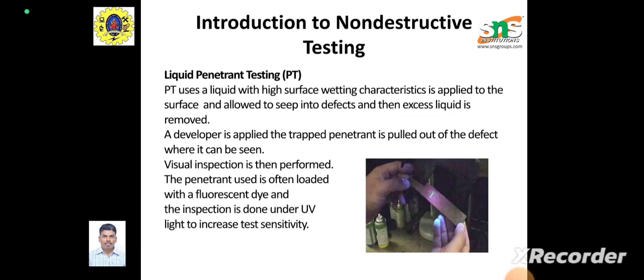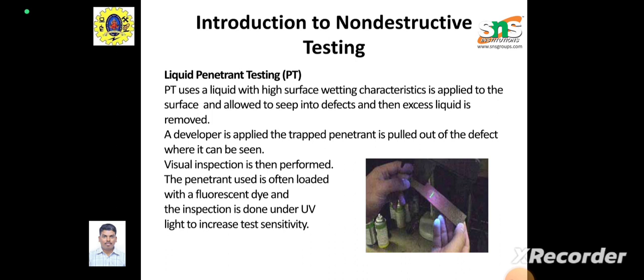The next one is the liquid penetration technique, called penetrant testing, PT testing. A liquid with high surface wetting characteristics is applied onto the surface to allow us to see defects. Next, the excess is removed. The developer then draws the trapped penetrant out of the defects. Visual inspection is performed, then a fluorescent dye is used, and inspection is done under UV light to increase the sensitivity.